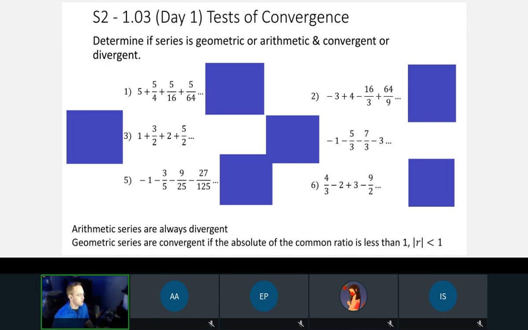Arithmetic series are always divergent, and geometric series are convergent if the absolute value of the common ratio is less than 1. So there's a little piece that you need right here.